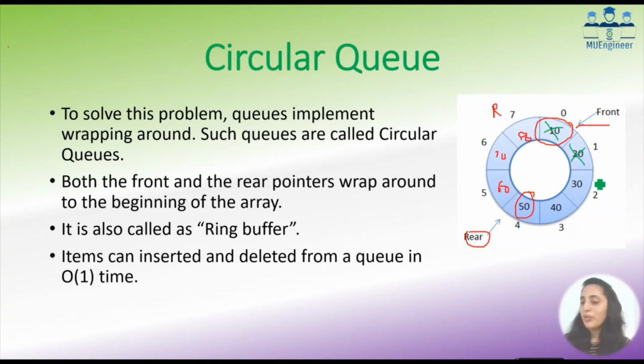So who is the first one in my queue now? 30. That means your front is pointing to 30. That means your front value is equal to 2 now. So I can say there are two blocks which are empty at location 0 and 1.